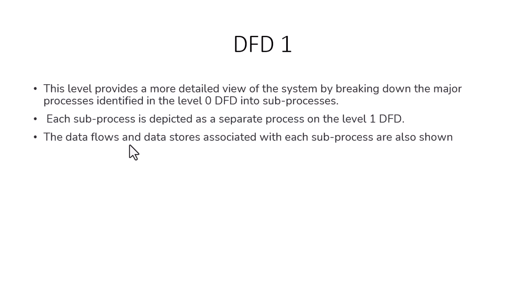DFD 1, this level, provides a more detailed view of the system by breaking down the major processes identified in level 0 of the DFD into sub-processes. Each sub-process is depicted as a separate process on the level 1 DFD. The data flows and data stores associated with each sub-process are also shown.